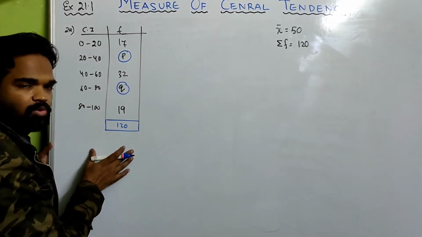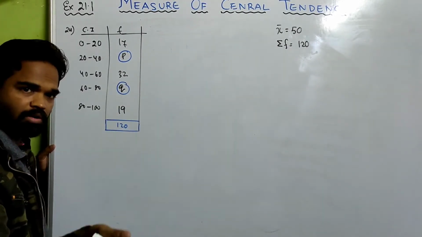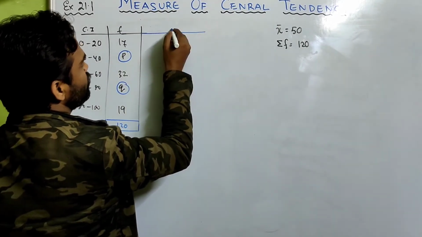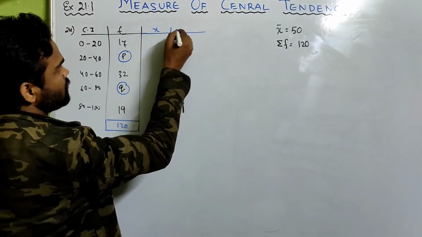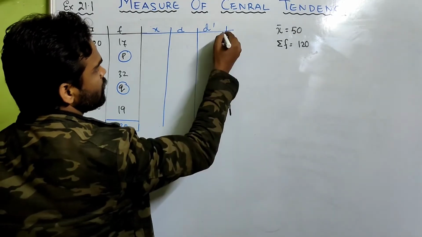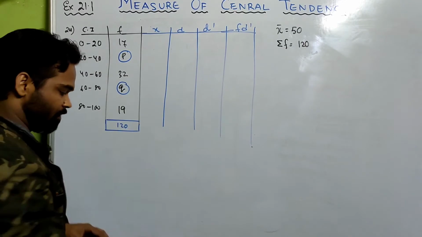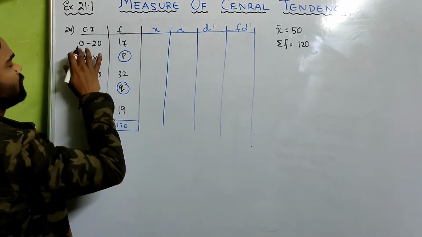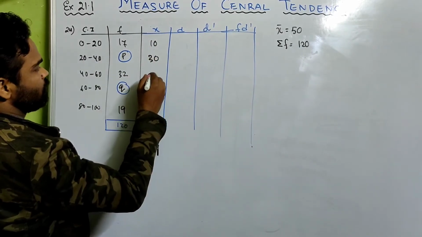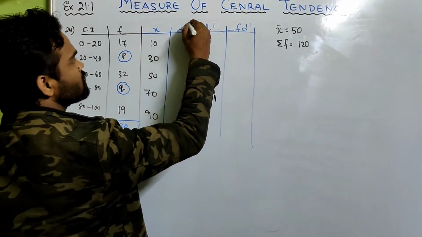Very simple. I'll use the step deviation method now. I found the unknown by the direct method and the shortcut method. Now step deviation. See, you can use any method if you want to. Now, first of all, I need to find the value of X, then D dash. I'm just making the columns. Then F D dash. Okay, these are my columns for the step deviation method. Now X, this plus this divided by 2, that's 10, 30, this is 50, 70 and 90, very easy. D is what? X minus A.